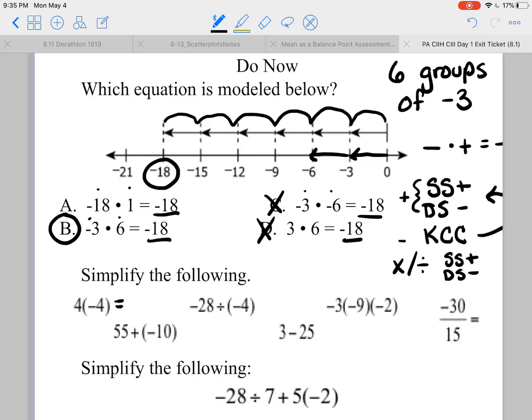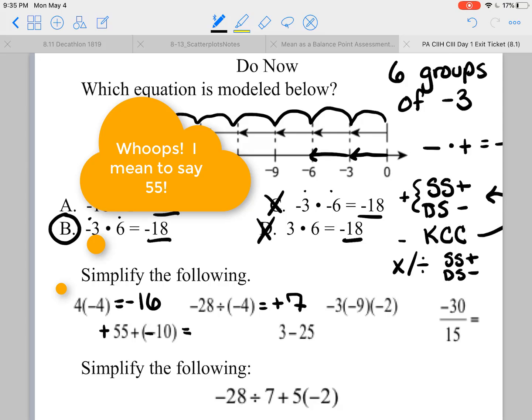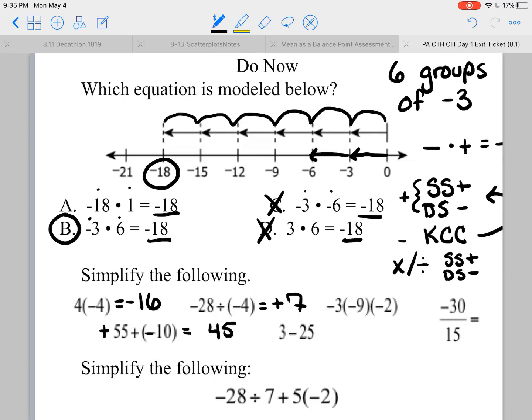So let's start here. 4 times 4 is 16. But positive and negative are different signs, so we get a negative answer. 28 divided by 4 is 7. But negative and negative are the same signs, so it's a positive answer. 55 plus negative 10. Positive and negative are different signs, so we subtract. 55 minus 10 is 45. Team positive has more points than team negative, so it's a positive answer.